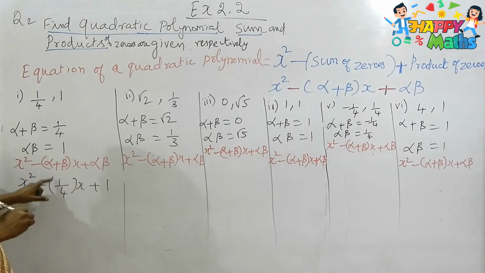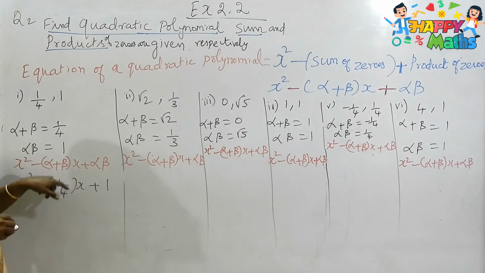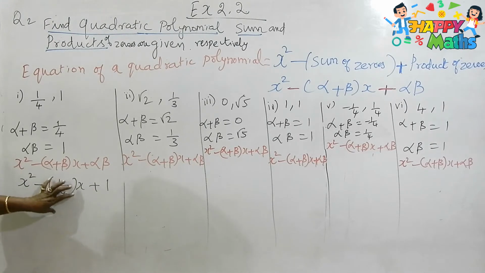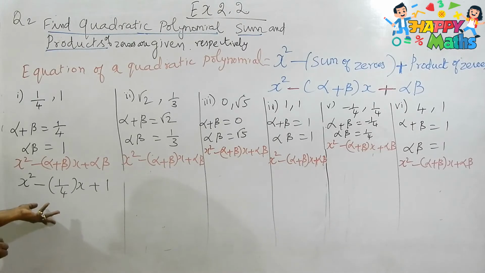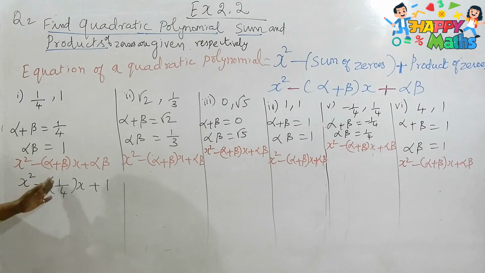That means I should not have fractions like that. Suppose I wanted to remove the fraction, this is divided by 4. What is the opposite operation? I must multiply by 4, then it will go.